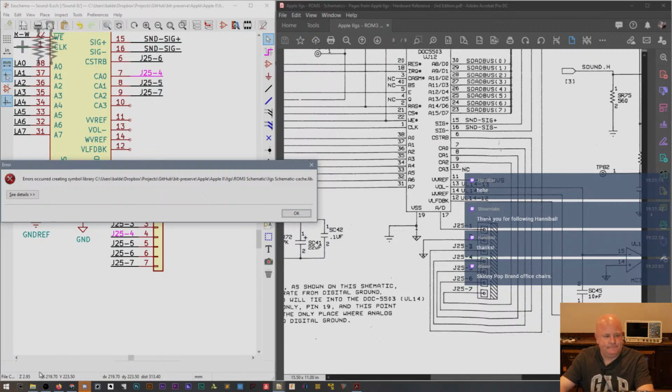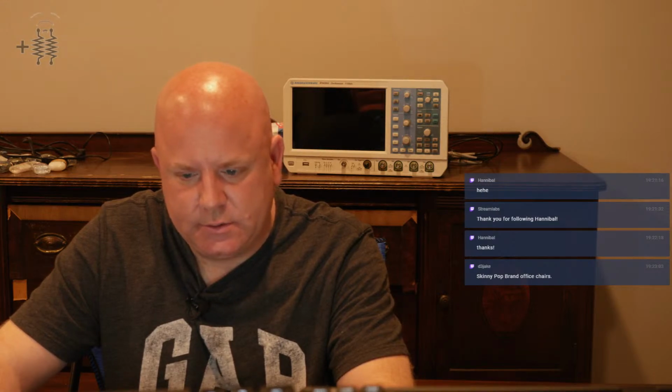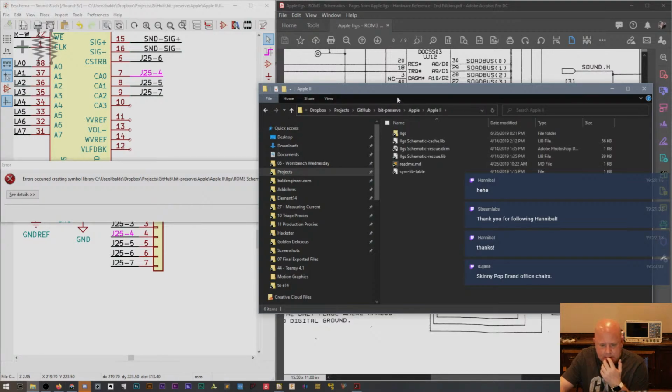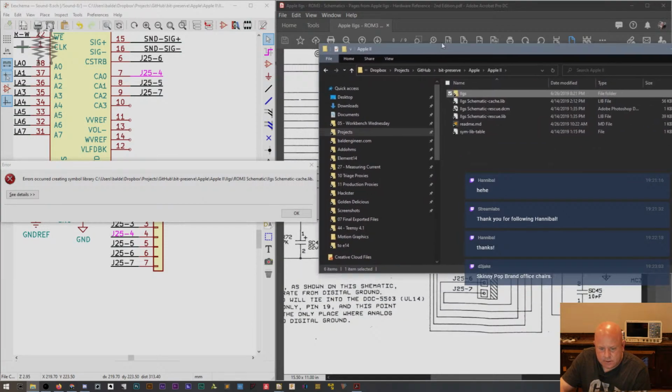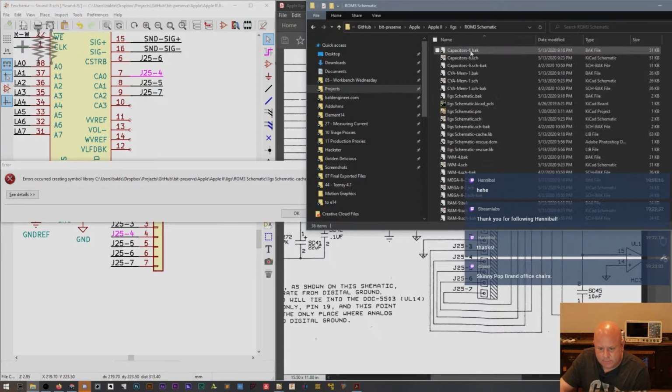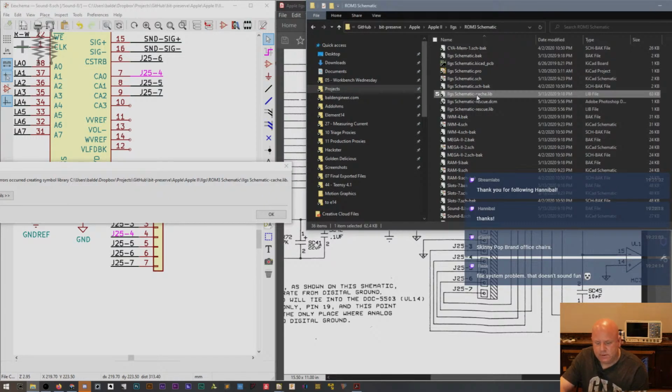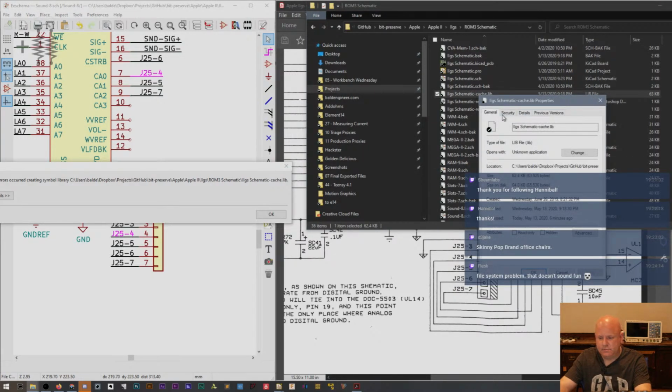Man, I wonder if there's a... hold on a second. I think I have a file system problem. So, projects, GitHub, BitPreserve, Apple 2. So what I'm wondering is, so it is in 2GS, ROM schematic, 2GS schematic cache.lib. Well, it was modified 4 minutes ago. Let's look at its properties real quick.